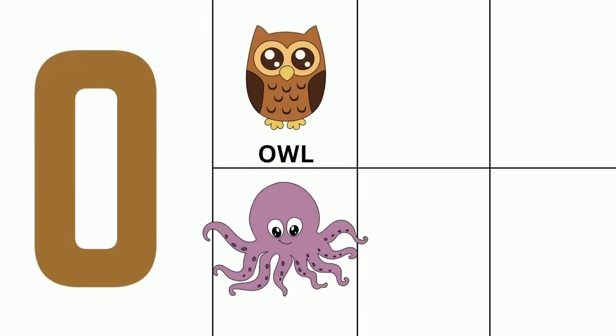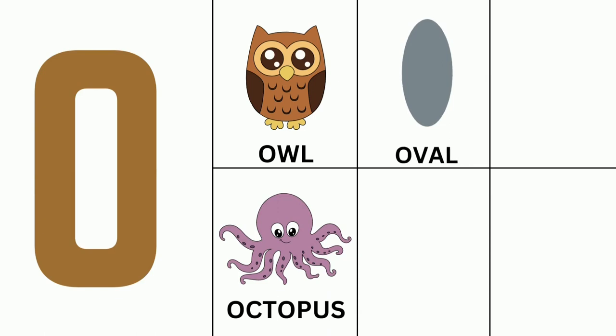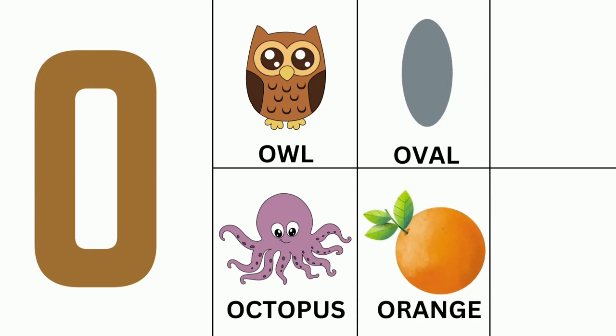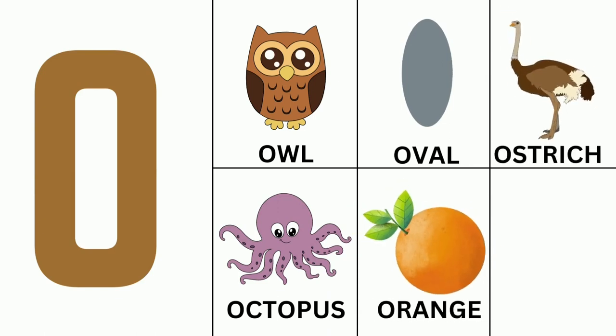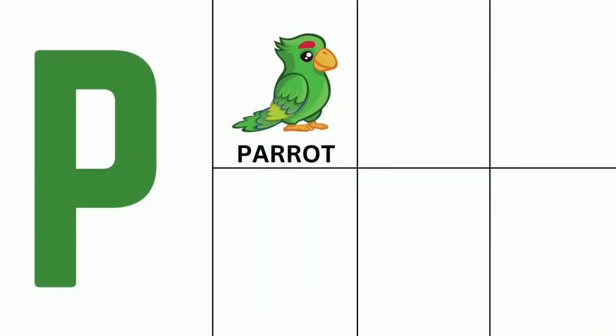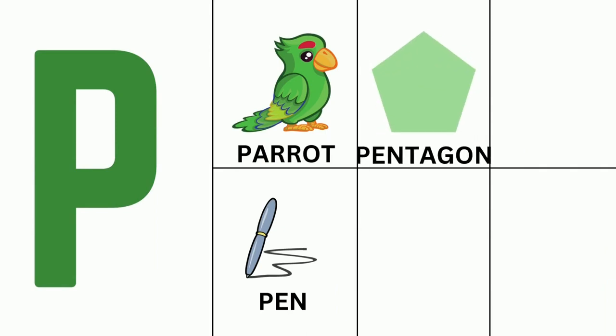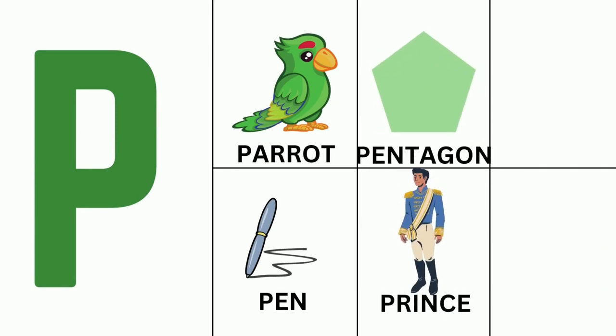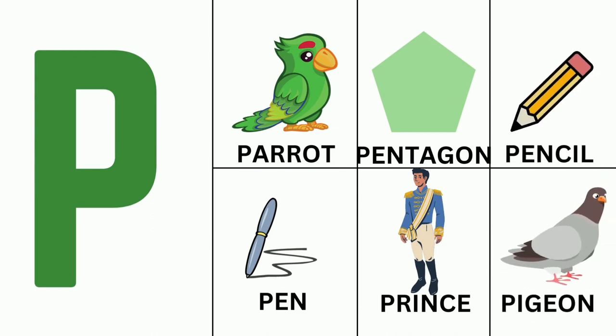O. Let's learn the word starts with O. O for owl. O for octopus. O for oval. O for orange. O for ostrich. O for oven. P. Let's learn the word starts with P. P for parrot. P for pen. P for pentagon. P for prince. P for pencil. P for pigeon.